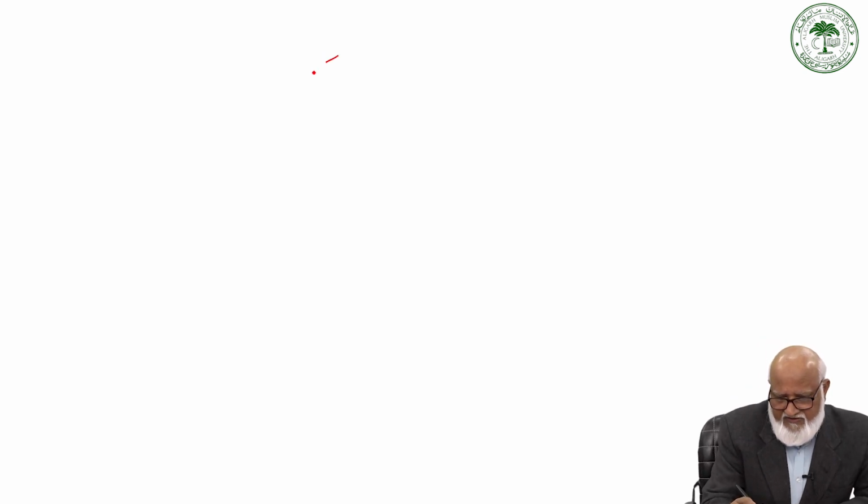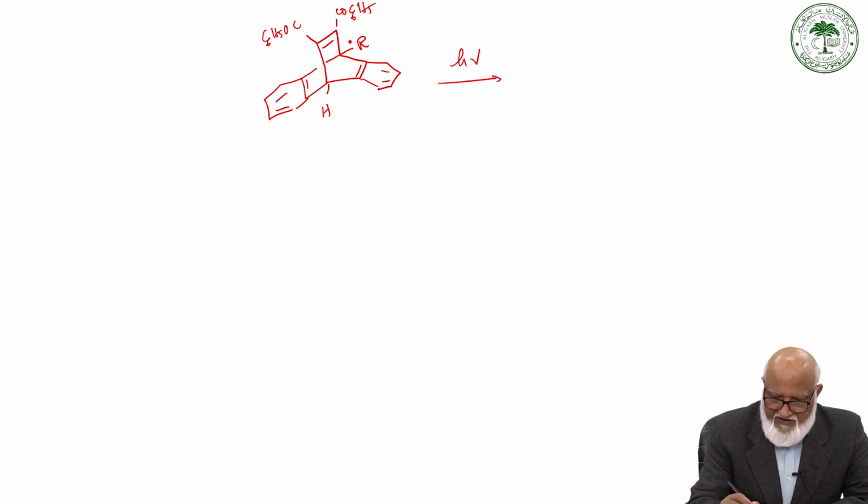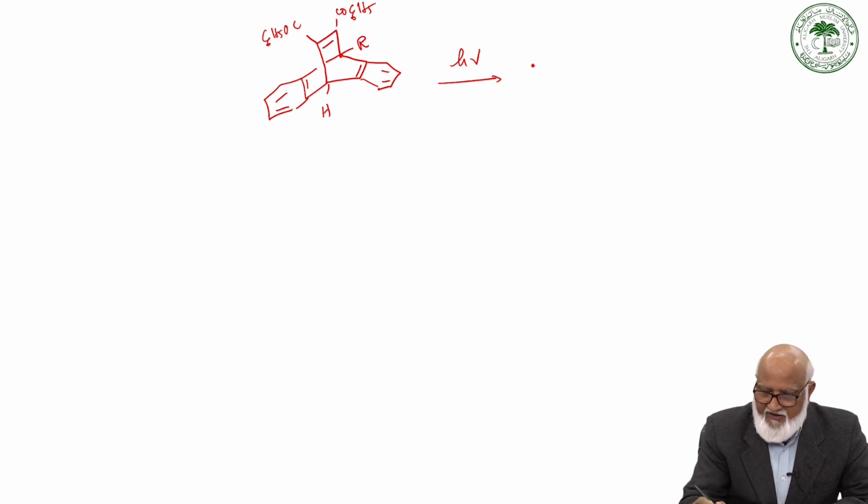So if this is the starting material, this is R, a substituent. This is H here. This is COC6H5. The benzoyl group is a part of the acetylene, COC6H5. And with h nu, involving these two pi bonds, undergoing a di-pi-methane rearrangement with the methylene group, we can expect a new bonding between.